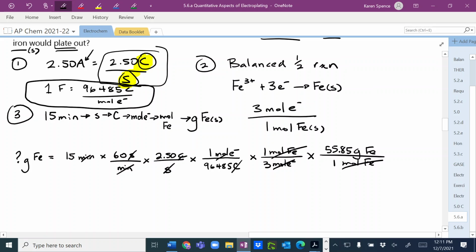So, hard or easy? Easy, as long as you remember that current can be used as a conversion factor. And what's our other new conversion factor? Faraday's constant. And it is given to you in the data booklet, so you don't need to worry that you can't remember it. It is there for you. Do you want to go through the other examples?